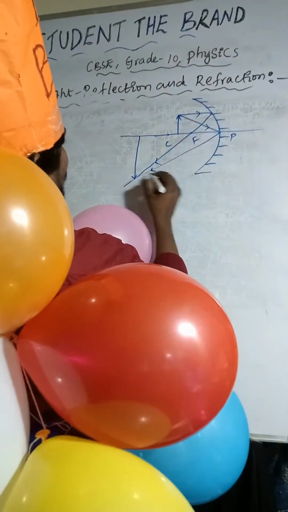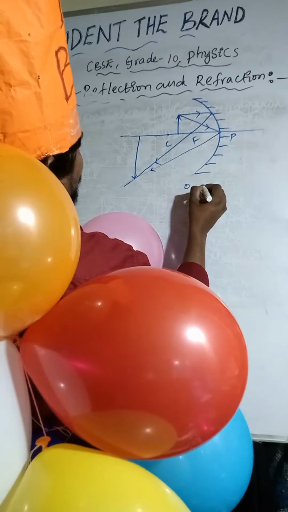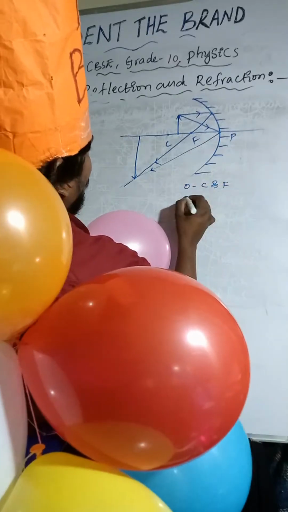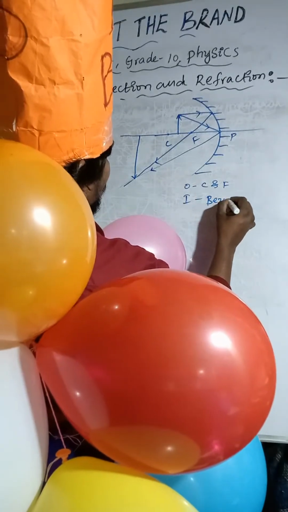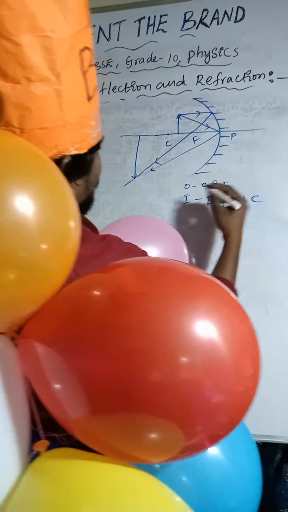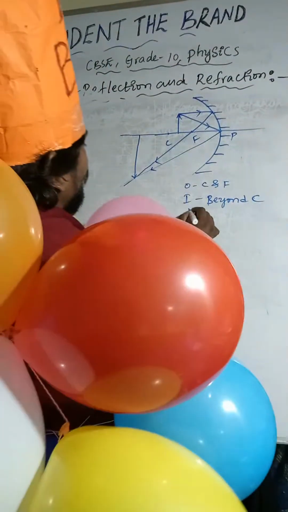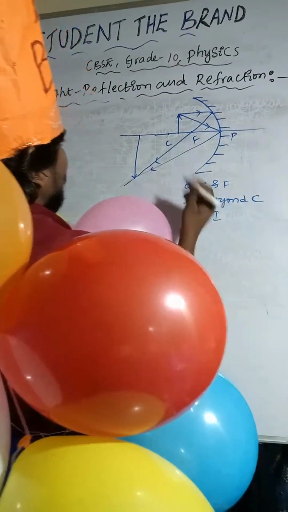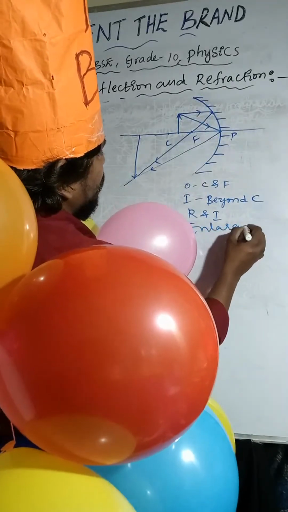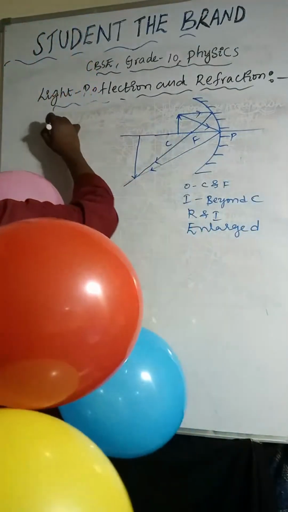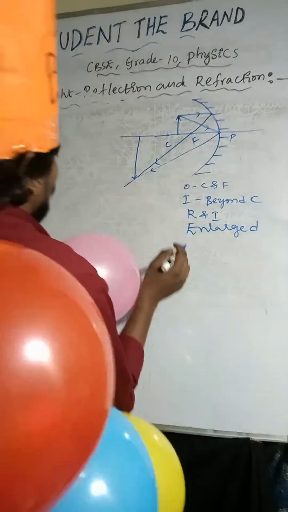So here you can take object is between C and F. Image is forming beyond C. Nature of the image is real and inverted, and size of the image is enlarged. Enlarged, compared to object, image size is increased. So fourth one, coming to fifth one.